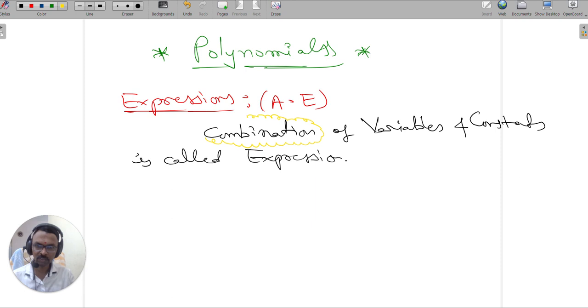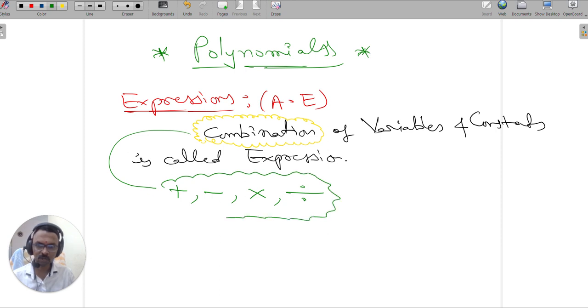What is meant by combination? Combination means, especially the backbone of mathematics, the four operations of mathematics, the main pulse of mathematics: addition, subtraction, multiplication and division. By using these four operations, we have to combine the variables and constants.